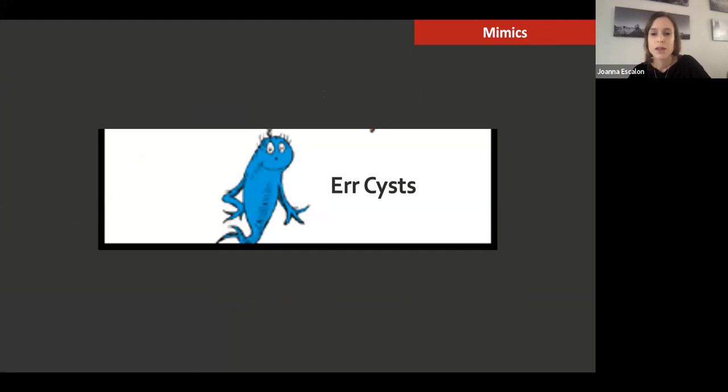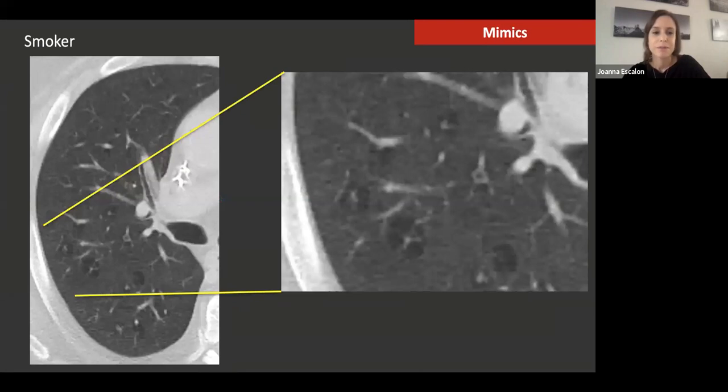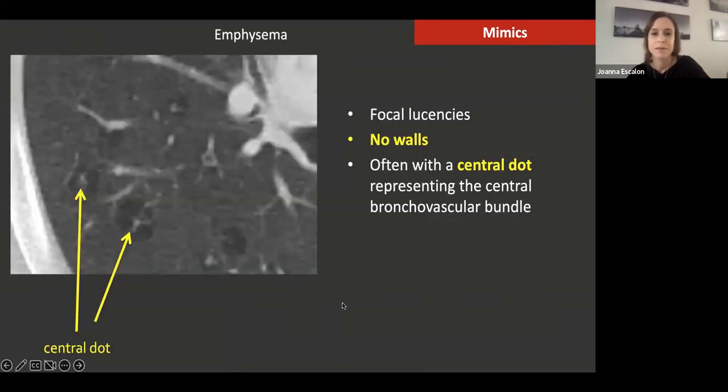Now we'll end this section with air cysts, or mimics of cystic lung disease. So here we see some lucencies in the lungs. I got a zoomed-in picture there. This is a smoker. So this is just emphysema, right? You have a lucency, but there are no walls. There has to be a wall for it to be a cyst, and it conveniently has the central dot sign, which represents the central bronchovascular bundle.